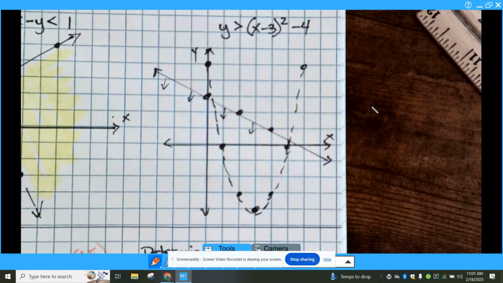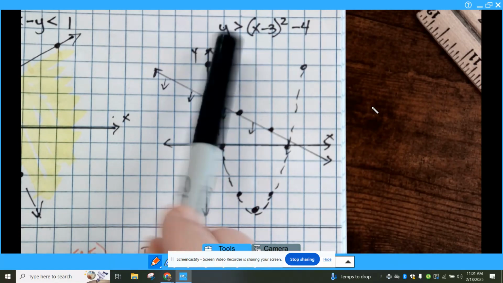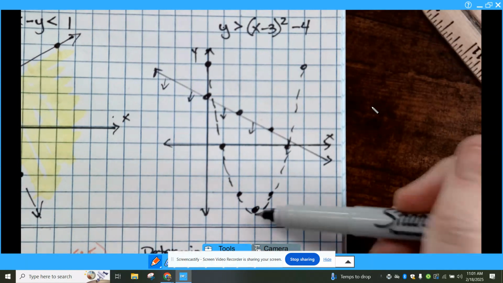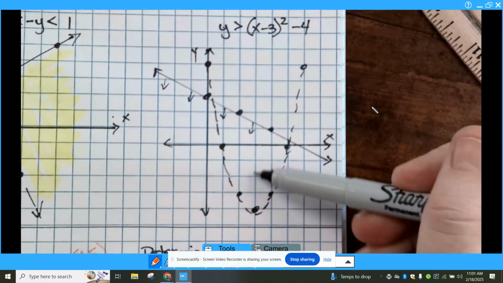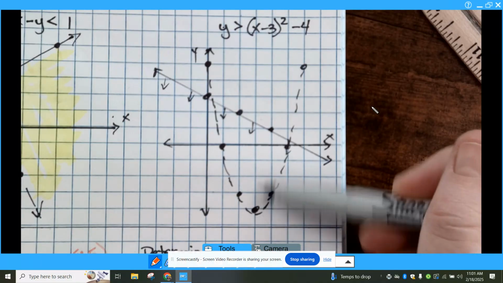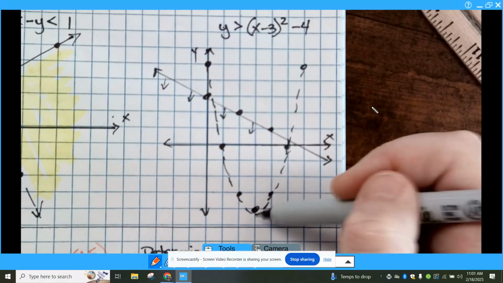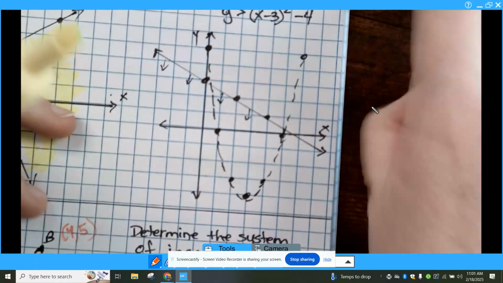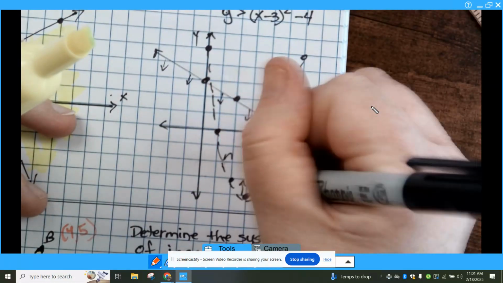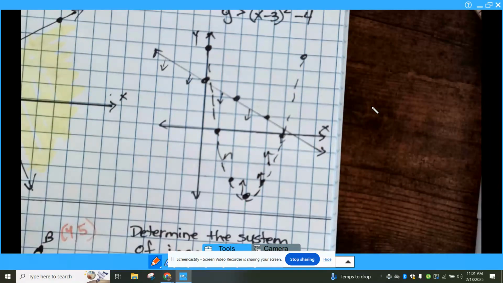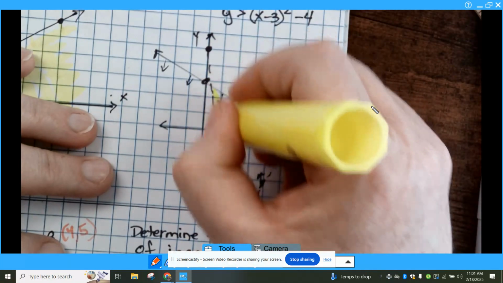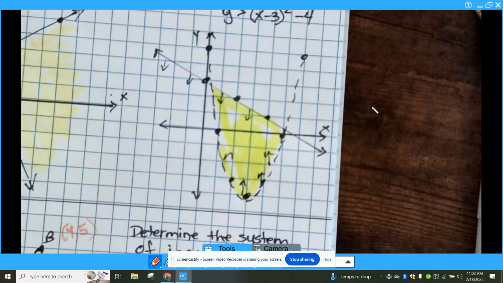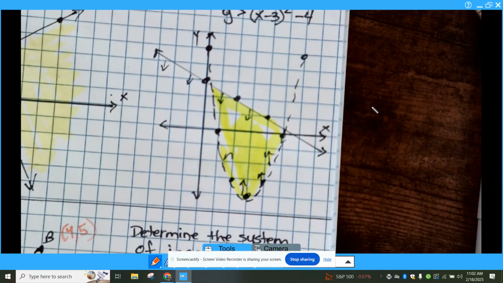Okay. Now I have to think about the shading. According to this, y gets bigger. So when I'm doing a parabola, I always find our locator point. Here's our locator point. Where does y get bigger? Going straight up or going straight down? Going straight up. So my shading is going to be inside this parabola. So it would be up here, up here, up here, up here. Where does the shading overlap? It overlaps right in this part here, below the line and above the parabola. So that would be that system.